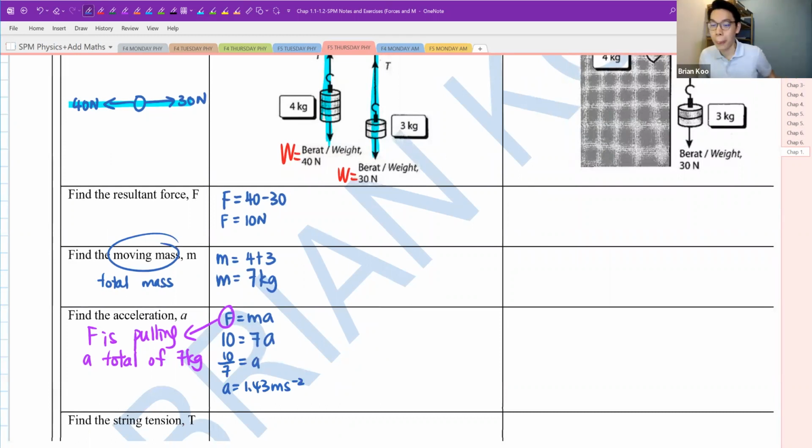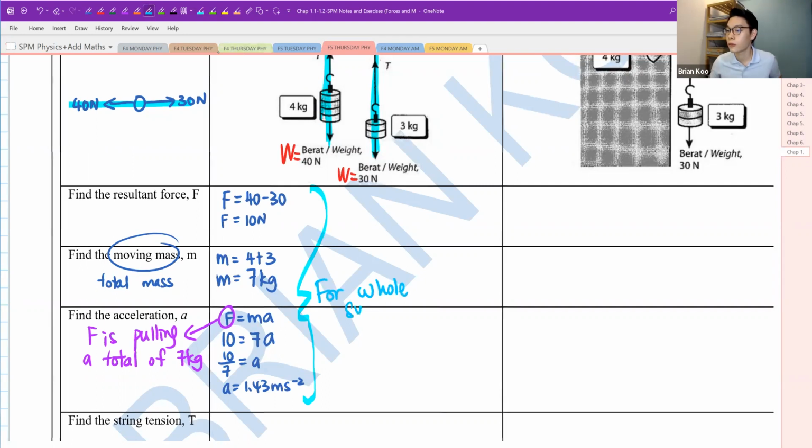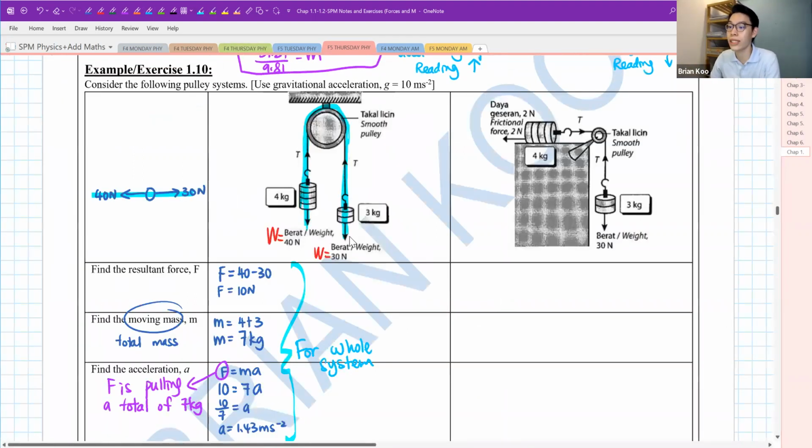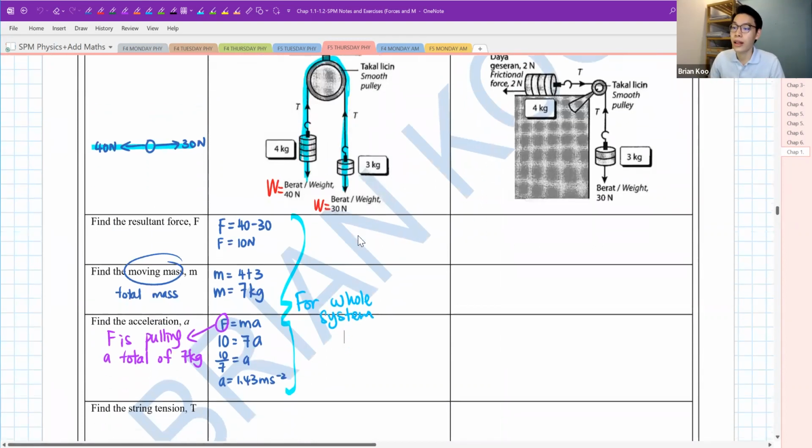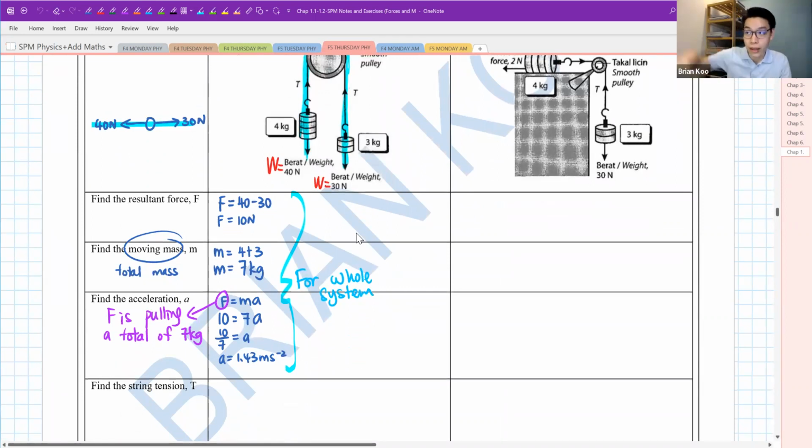And that's it. So this whole part is for the whole system. It's for the blue color one that I highlighted, the entire system, the whole pulley system. Okay, for this whole situation. Just remember, you need to take every single mass that will end up moving, the moving mass.